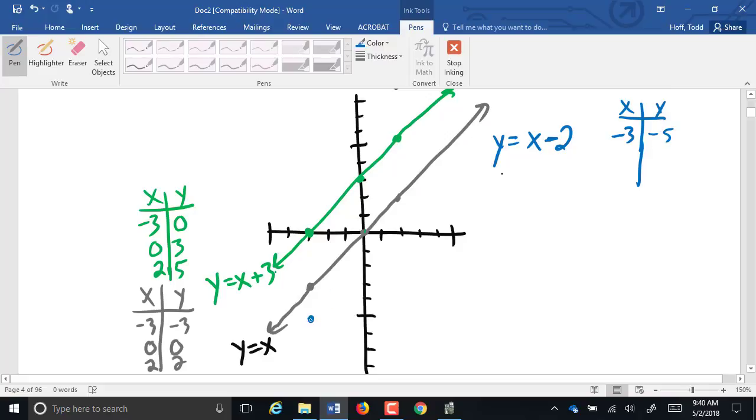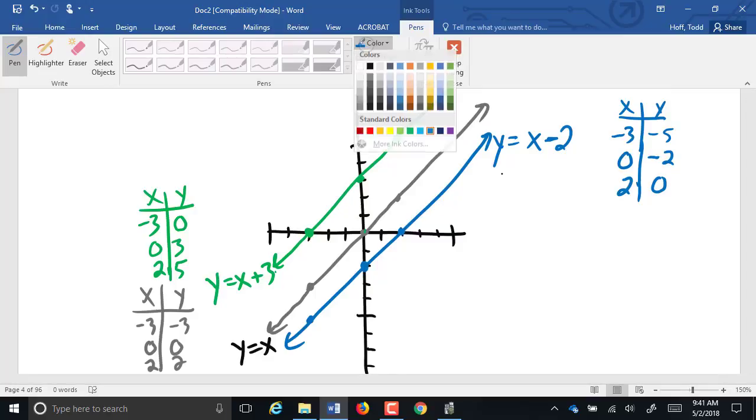Negative 5. So that's right there, negative 3, negative 5. If x is 0, 0 minus 2 would be minus 2. So 0, negative 2. And if x were 2, what's 2 minus 2? 0. So 2 zeros right there. Note this is still parallel to that first line. It's only changed by going down 2 spots.